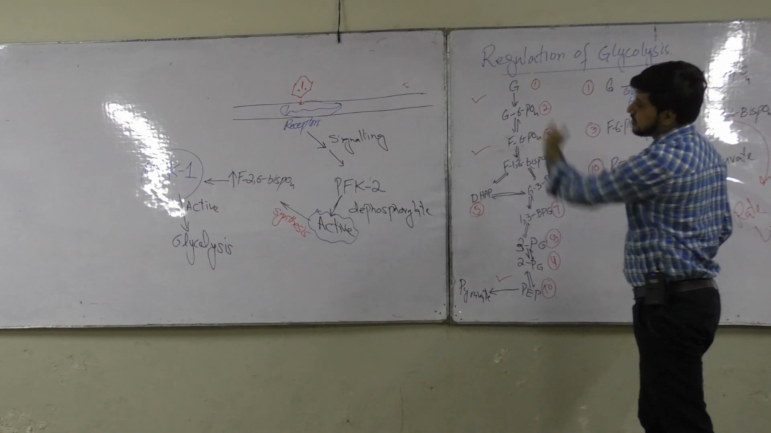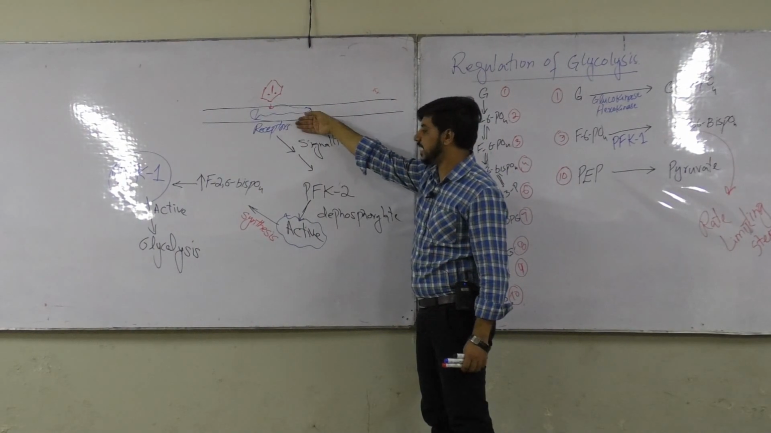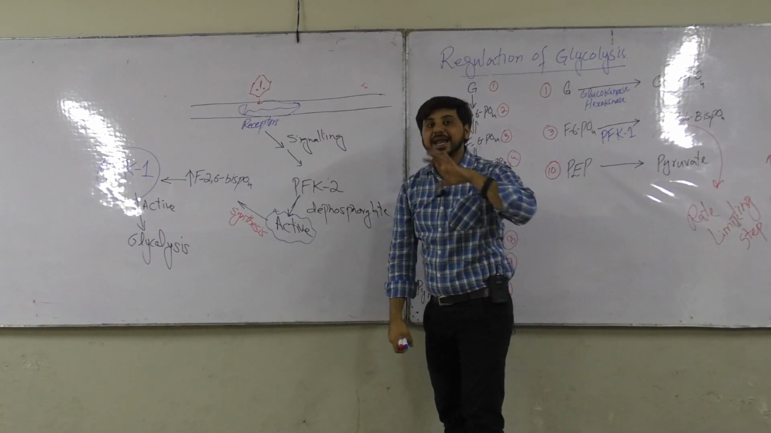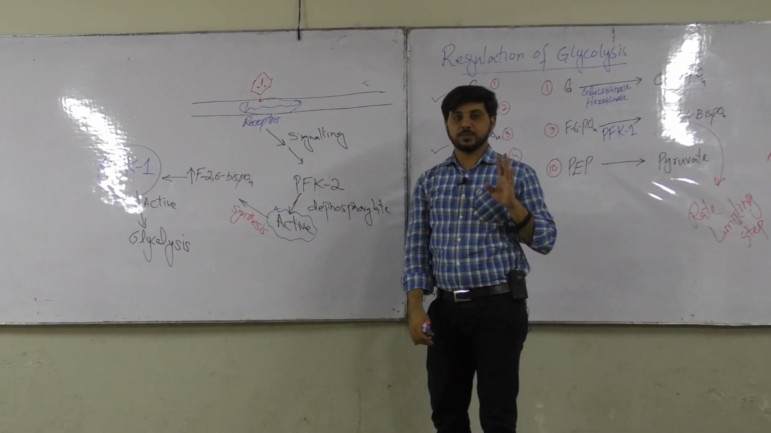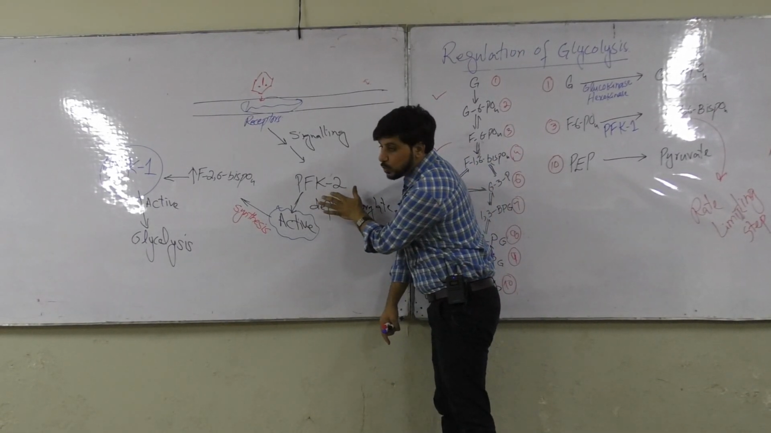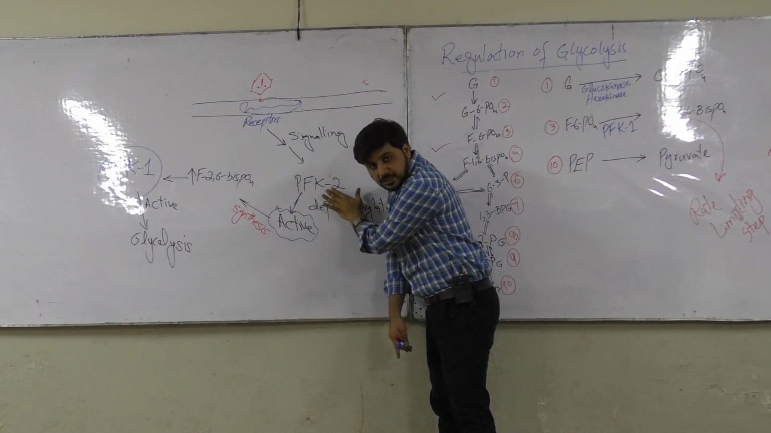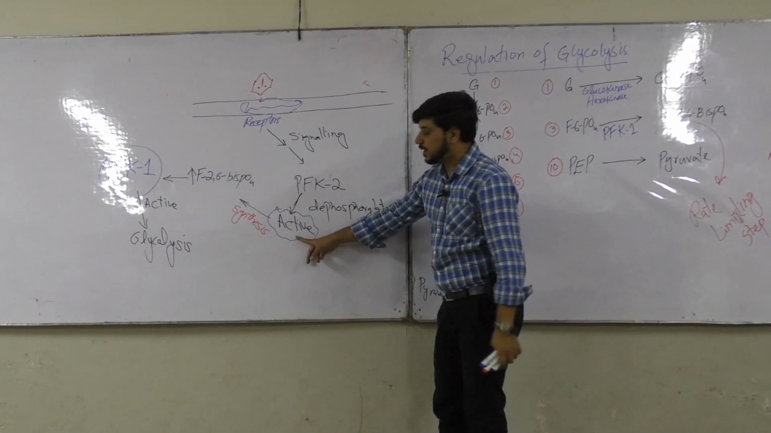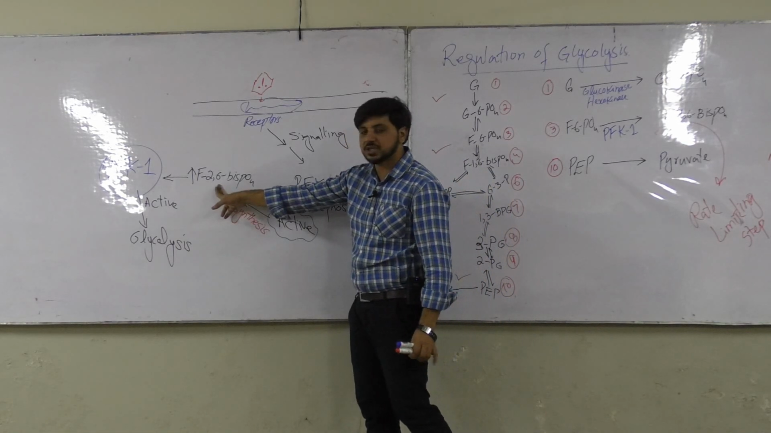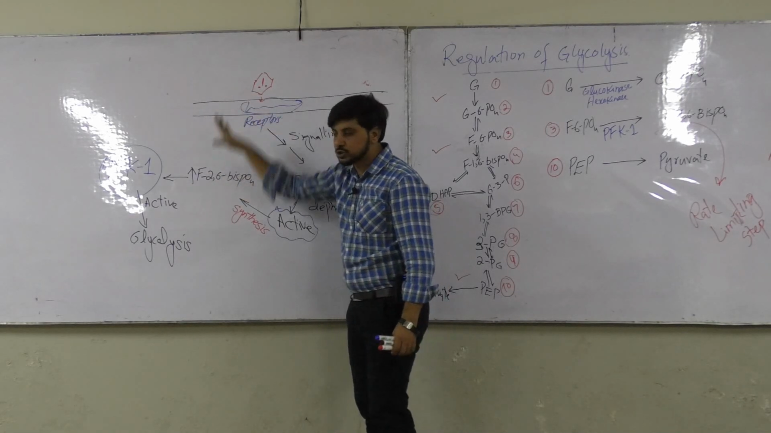And when glucagon comes and becomes attached to the receptor, that glucagon hormone will activate the kinase domain rather than the phosphatase domain. As a result of the activation of the kinase domain, PFK2 will be phosphorylated. When it is phosphorylated, it will become inactive rather than active. When it is inactive, there will be no synthesis of fructose 2,6-bisphosphate, and when there is no synthesis, the level will drop.